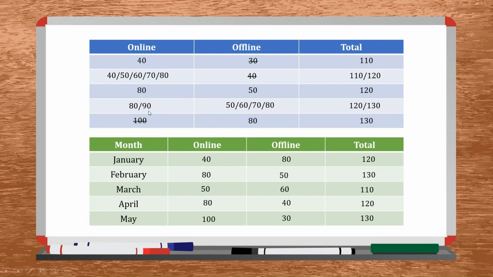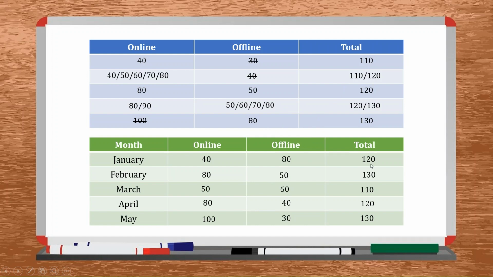There are two 80s, so there is no month with 90, so 90 is struck off, and 100 is being assigned to May. For offline, the first value of 30 is assigned to May. Second value of 40 is assigned in April. Third value, it's 50 and it's being assigned in February. Fourth value is taking the value of 60 and it's being assigned in March. And the final fifth value of 80 is being assigned in January.